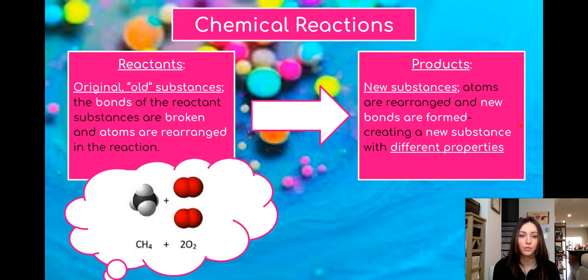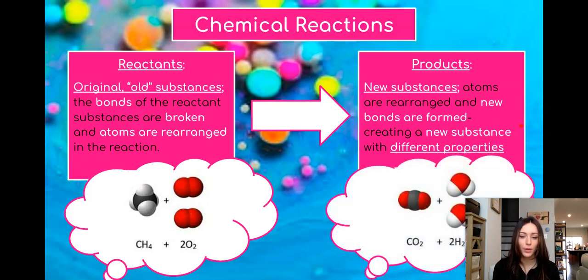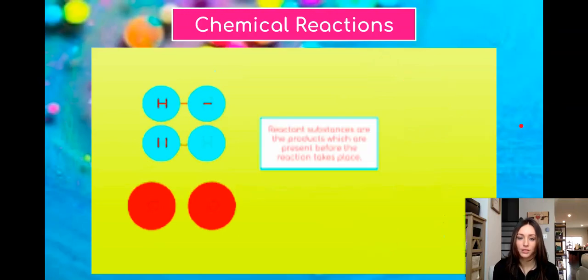These are where the atoms have been rearranged, new bonds have formed, creating entirely new substances with an entirely different set of properties. If you think back to our previous unit, we know that if two substances are different, they have a different set of properties. Hence, the products in a chemical reaction have entirely different properties than the reactants that began in the reaction. In this example, we can see that our CH4 and O2 molecules have now changed into CO2, or carbon dioxide, and two water molecules.